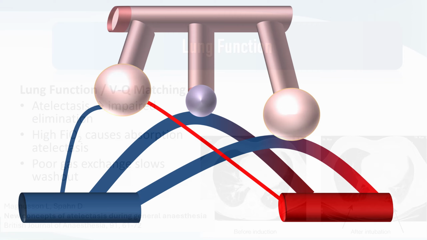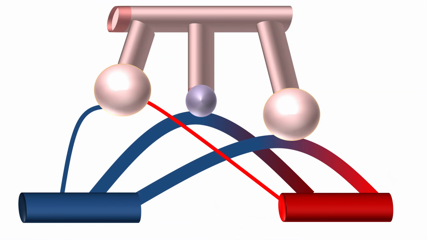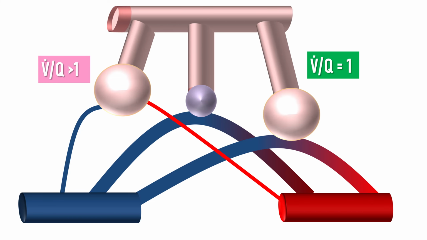Let me illustrate this. In this scenario, we have 3 lung units. This lung unit has normal ventilation perfusion matching. This lung unit has high ventilation perfusion ratios, it's relative dead space, and this lung unit has very poor ventilation. It's collapsed, it's atelectatic, but the flow is good. So this is a shunt through the lungs.